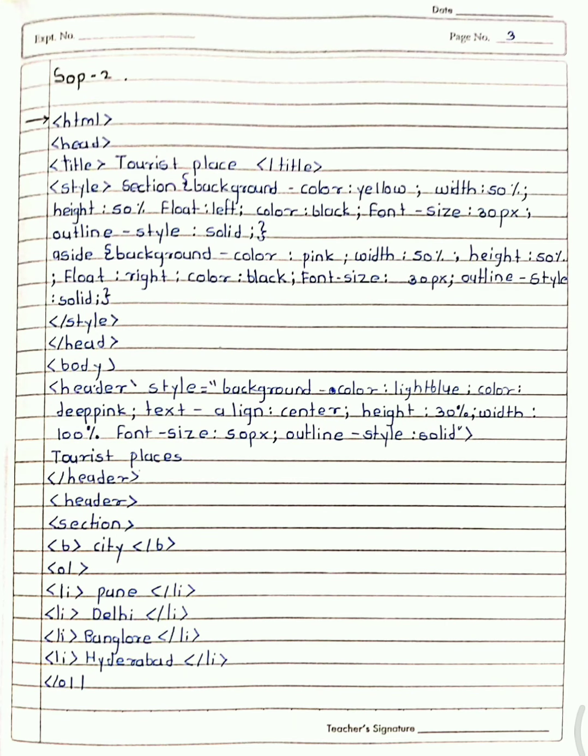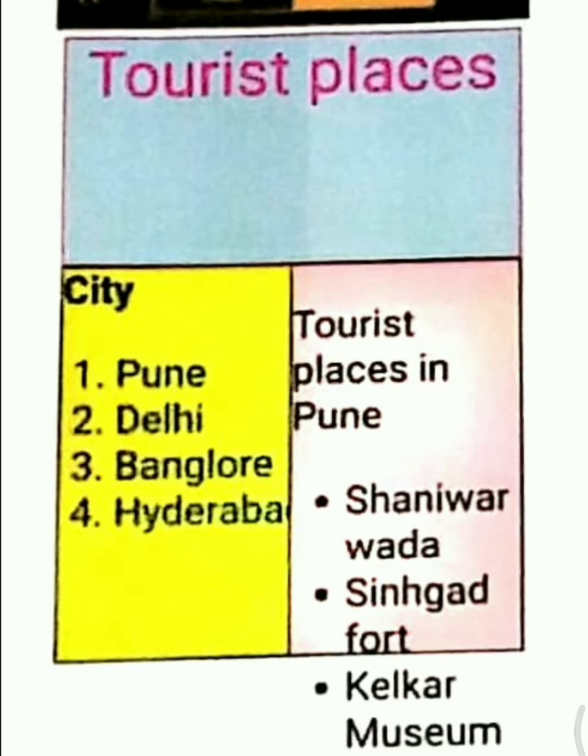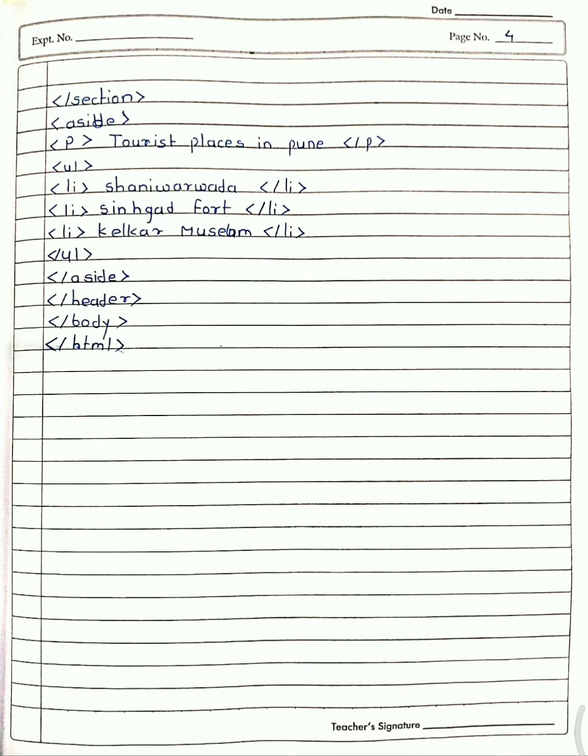Then in the second SOP, again we have a program where we are giving the details of tourist places using an ordered list. This is how the output looks like. You can also do these programs in the mobile app.